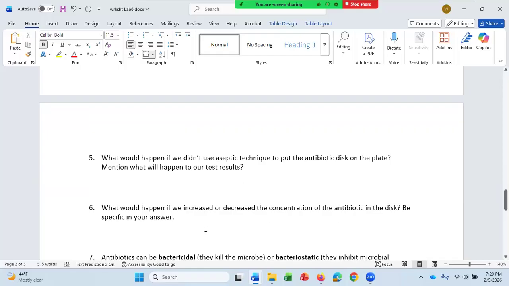Be specific in your answer, meaning you have to tell me both what will happen if you increase the concentration of antibiotic in the disc, and then tell me also what will happen if you decrease the concentration of the antibiotic in the disc. And I'm only looking for the size of the zone of inhibition. You don't have to tell me about whether or not this will affect the NCCLS table.